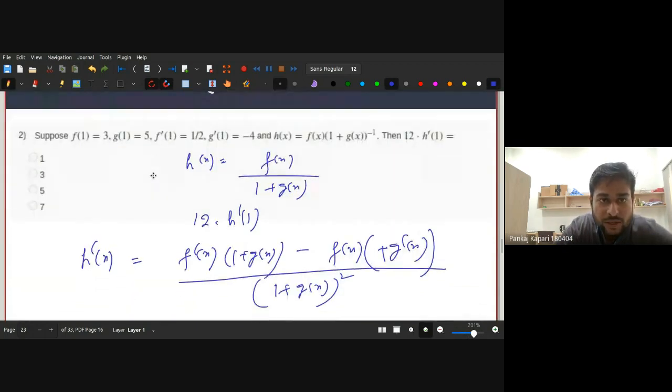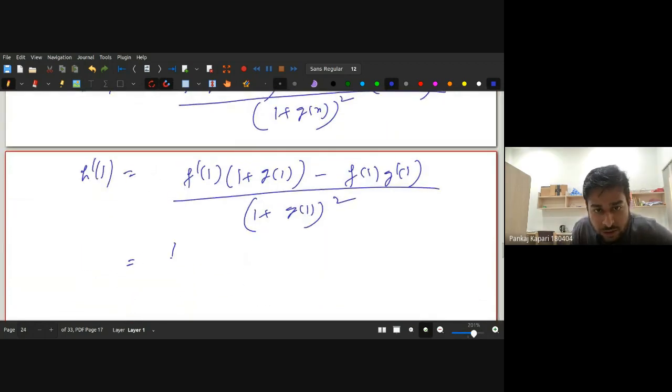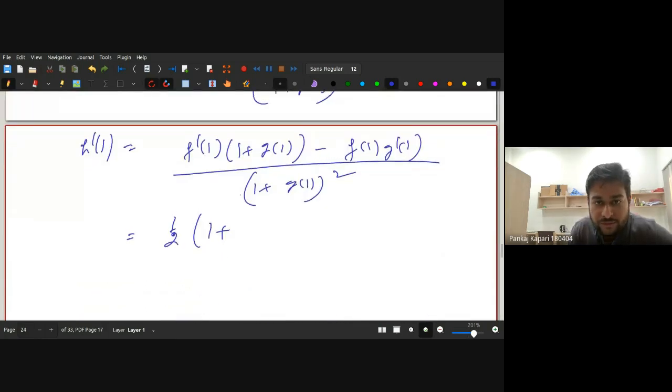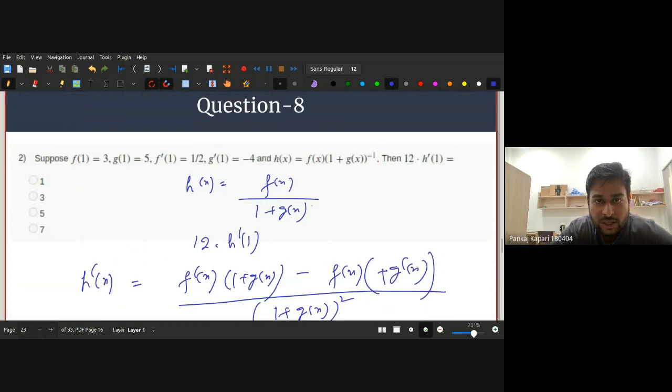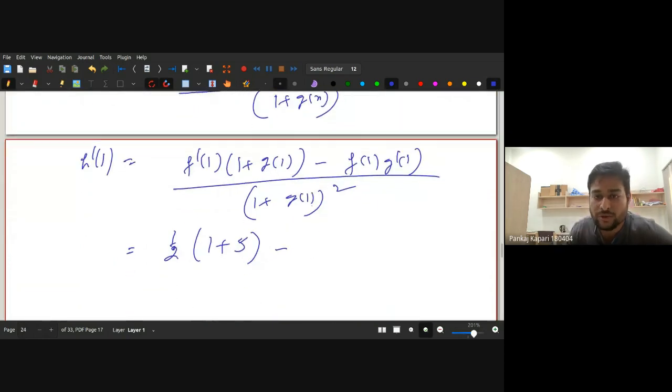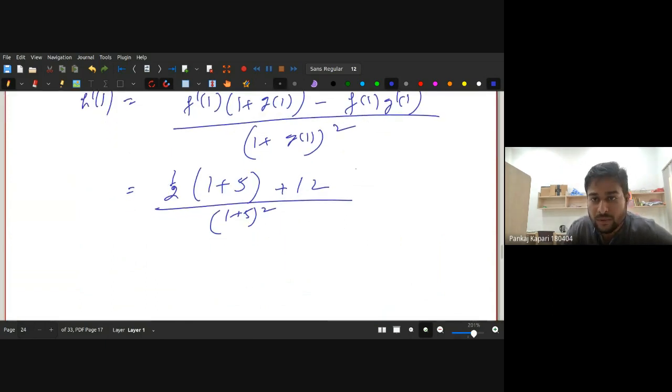So f prime 1 is half, times 1 plus g of 1, which is 5, minus f of 1, and then g prime of 1. So f of 1 is 3 and g prime of 1 is minus 4, which is plus 12, and again divided by 1 plus 5 whole square. So this is 5 plus 6 and into half, which is 3. So this is 3 plus 12 divided by the square of 6.